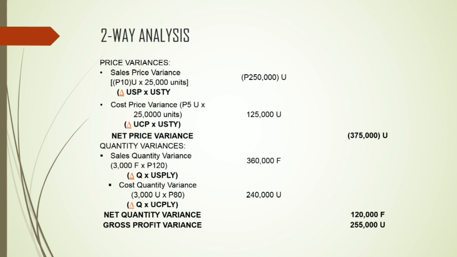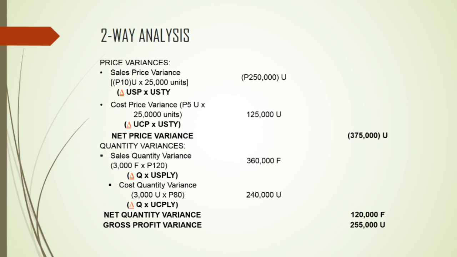Next is the cost price variance. To get the cost price variance, we have this formula: change in the unit cost price times units sold this year. So the change in unit cost price is 5 pesos. It is from 2018 we have 80 pesos and for 2019 we have 85 pesos. So again, it is unfavorable because our cost, our expense, increased. So 5 pesos times 25,000, we have 125,000 unfavorable.